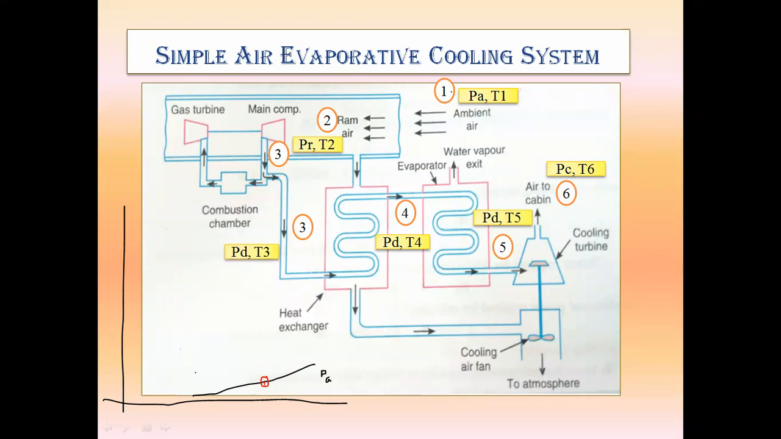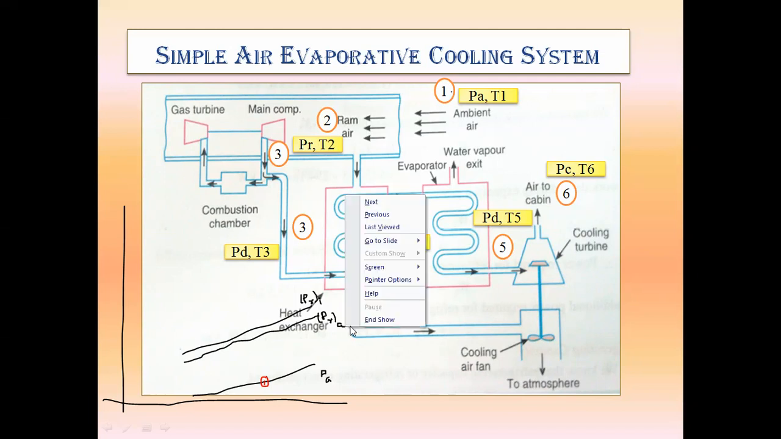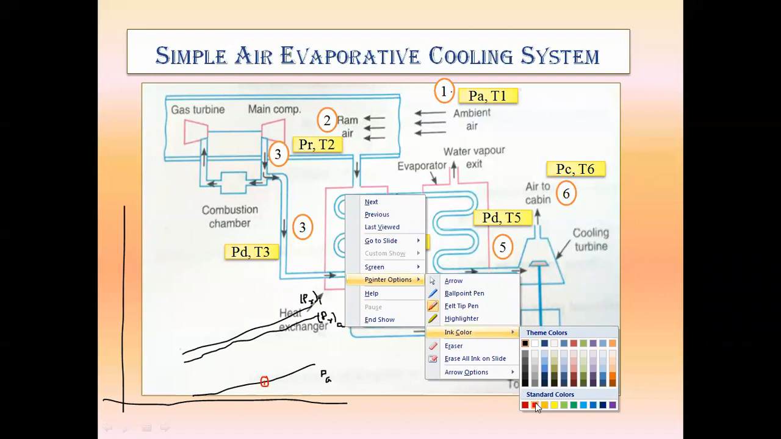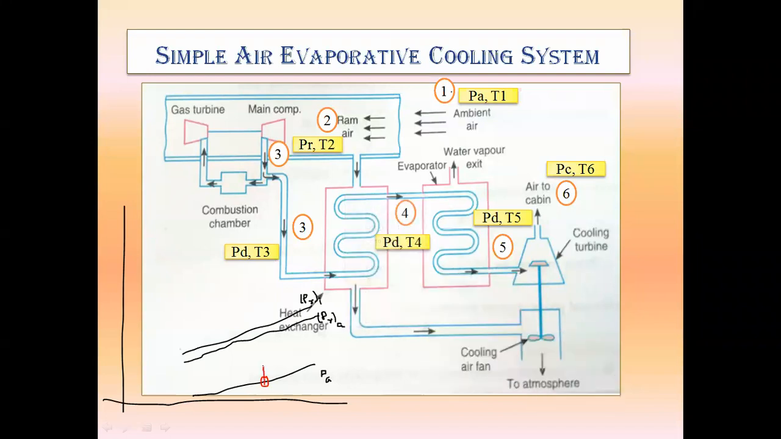So point number 2 will be on the ram pressure line. We know that related to ram pressure, there will be two ram pressures. The first one will be called the ideal ram pressure, and the second one will be the actual ram pressure. So this is the ideal. Actual ram pressure will have a lower value as compared to ideal ram pressure. This will be the actual ram pressure. So the 1 to 2 process, that is the ideal ramming process, will be drawn likewise.